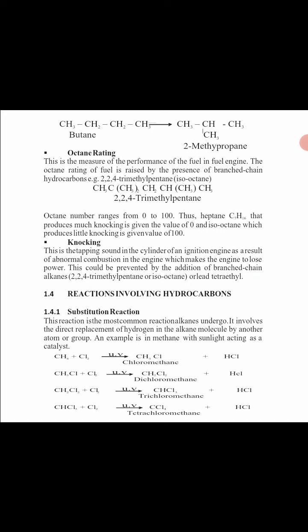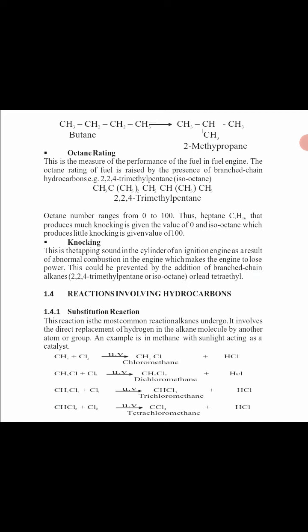hydrocarbons. Branch chain hydrocarbons, and one of the branch chain hydrocarbons commonly used in raising the octane rating of any fuel is 2,2,4-trimethylpentane. Yes, another Jamb question you have here. 2,2,4-trimethylpentane. That's the structure. Don't worry. When I'm done with the basic compounds, we're now going to naming properly. That is when you can get a clear picture and a comprehensive analysis of how to name compounds appropriately.